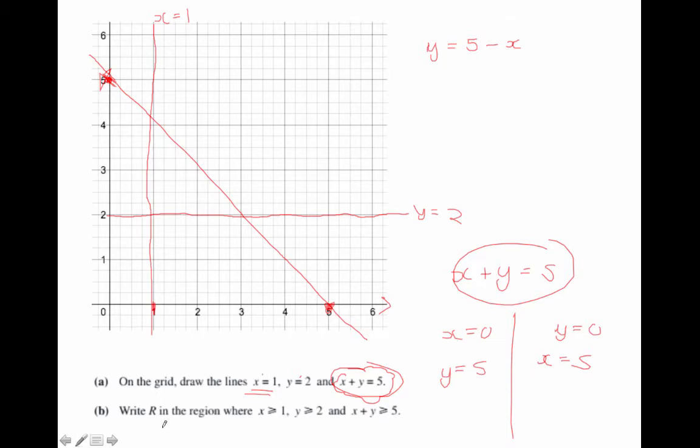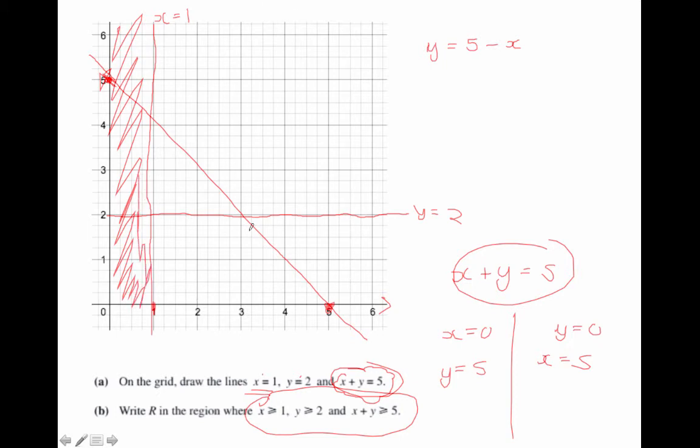The second part to this question said put an R in the region, and it told you the region you were looking for. So if we want x bigger than 1, well here's the line of x equals 1. So I don't want anything on the left-hand side of that. In fact, I'm going to block it out. I want it to be bigger, so bigger than 1 would be on this side. Y is bigger than 2. So here's the line y equals 2. I want bigger, so anything below that I don't want either.